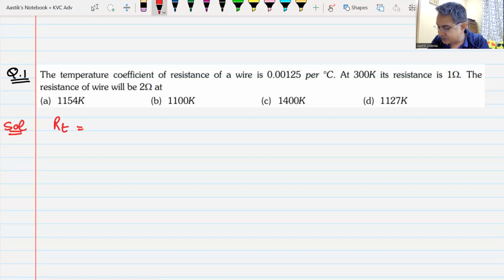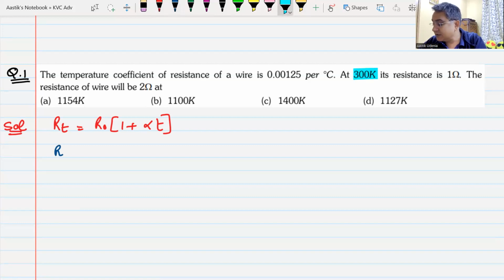Resistance at temperature T is R equals R naught into 1 plus alpha T, where R naught is the resistance at temperature 0 degrees Celsius. Yes or no? Yes, sir. Remember, the temperature has to be in degrees Celsius. 300 Kelvin is how much in degrees Celsius? 27.